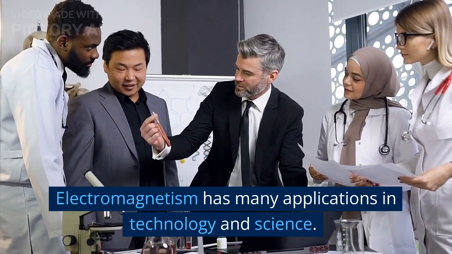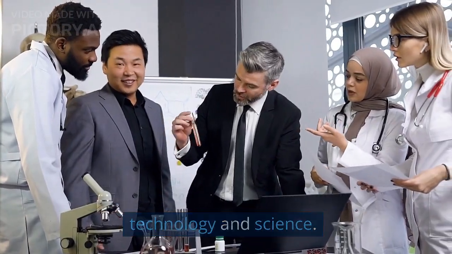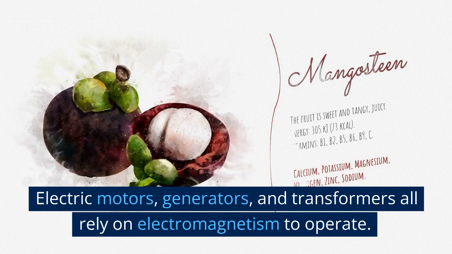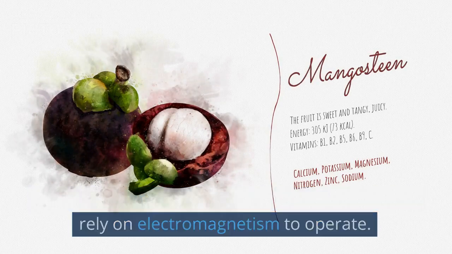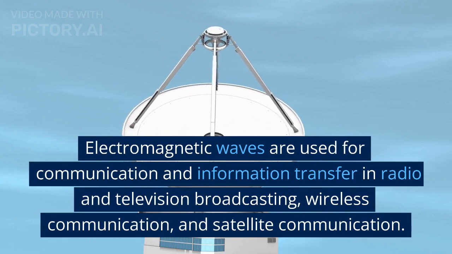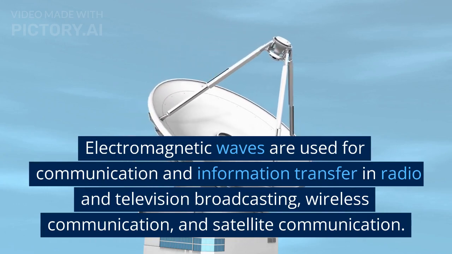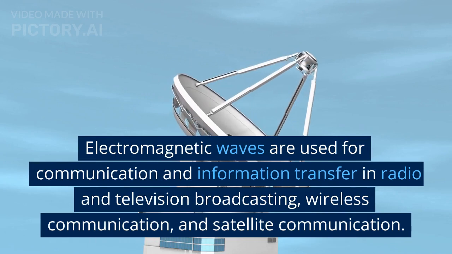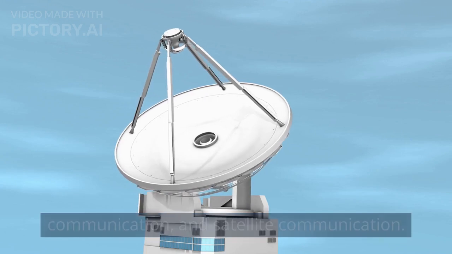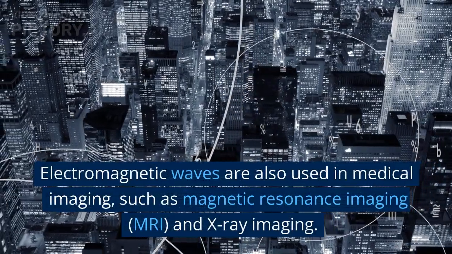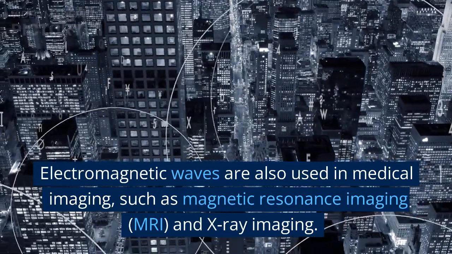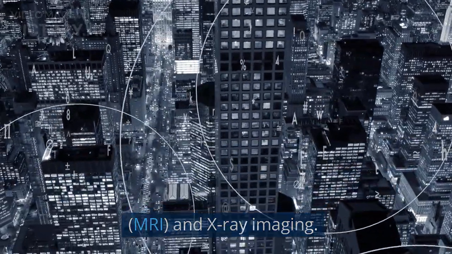Electromagnetism has many applications in technology and science. Electric motors, generators, and transformers all rely on electromagnetism to operate. Electromagnetic waves are used for communication and information transfer in radio and television broadcasting, wireless communication, and satellite communication. Electromagnetic waves are also used in medical imaging, such as magnetic resonance imaging, MRI, and X-ray imaging.